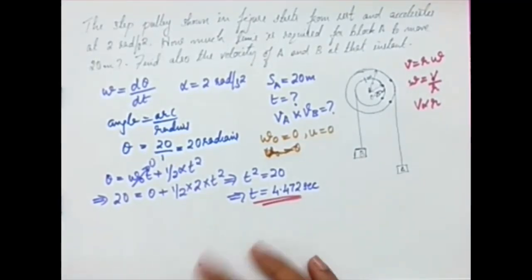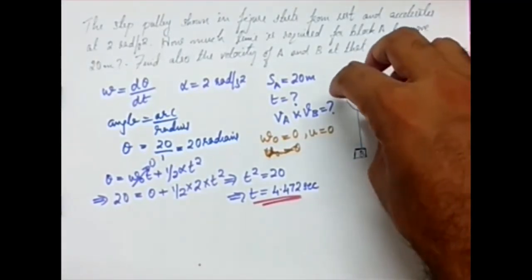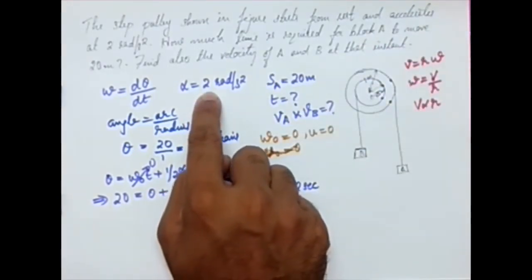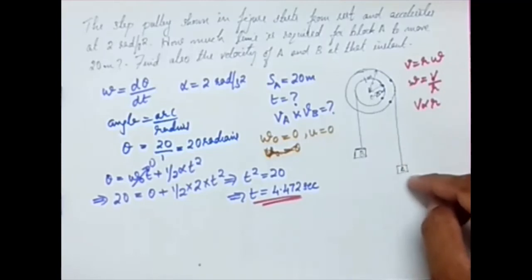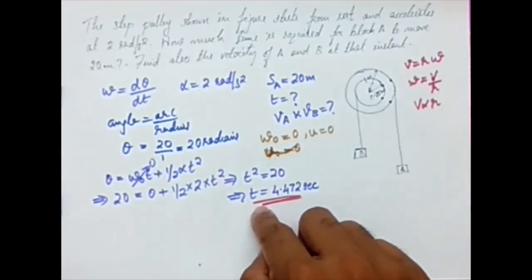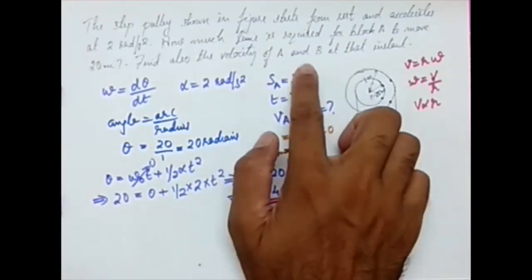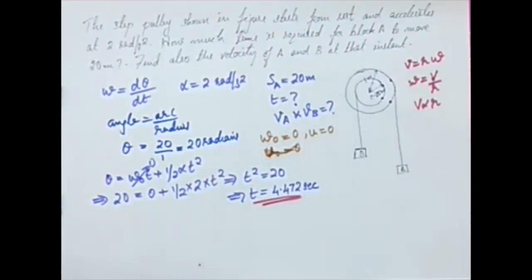That is the time required if this pulley is rotating at an acceleration of 2 radian per second square for object A to move by 20 meters. So that's the first part, we got the time. Now the second part of the question is we need to calculate the velocity of A and B at that particular instant.